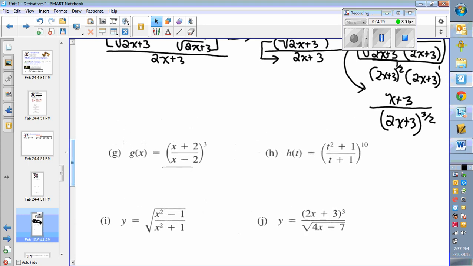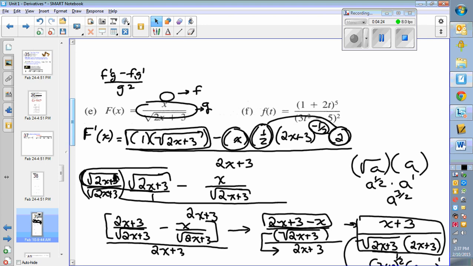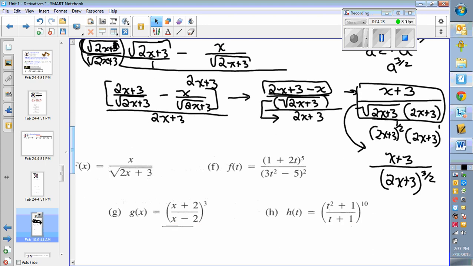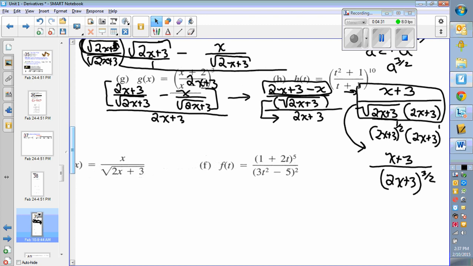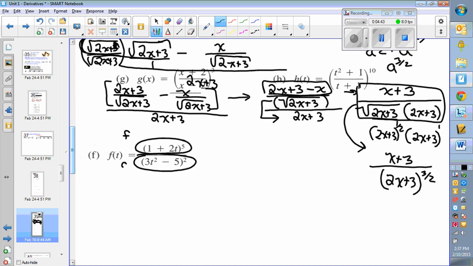Okay, so you've seen one that has a fraction. F looks ugly. I'll drag F down. Since we took all the room, we hogged it here in the other one. So we'll do F as well. 1 plus 2t to the 5th, over 3t squared minus 5 squared. The top function we will call F. The bottom function we will call G. We'll apply our chain rule, or sorry, our quotient rule.